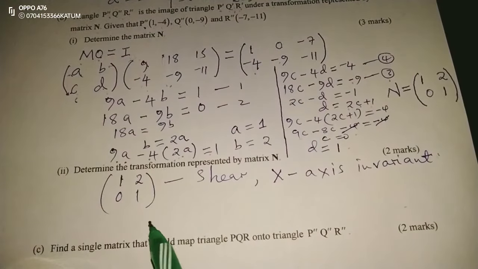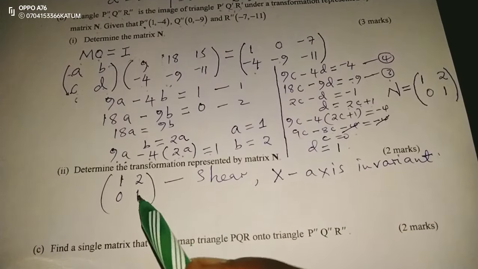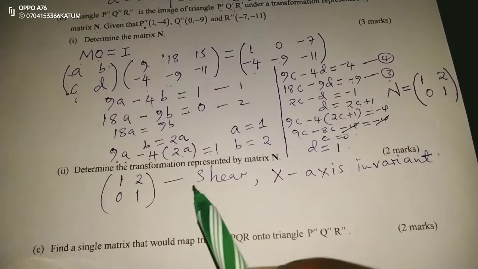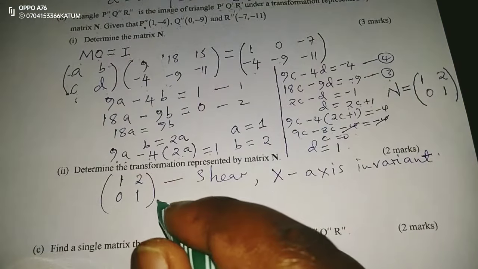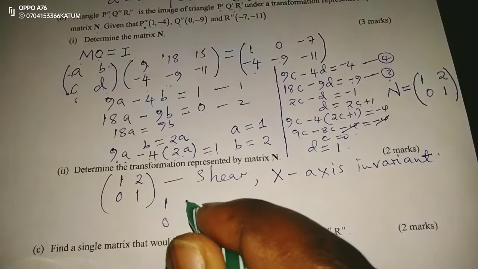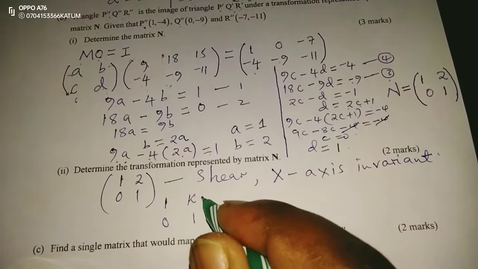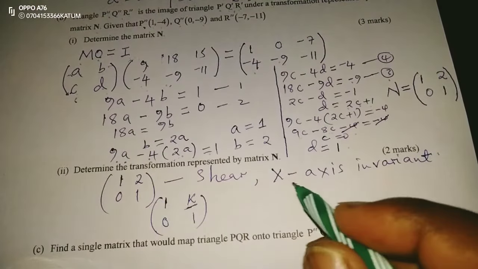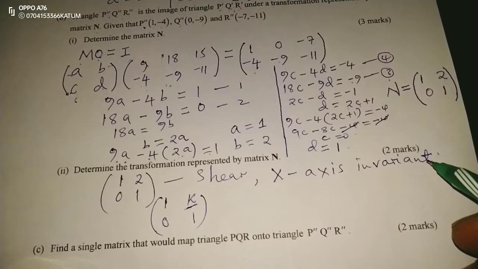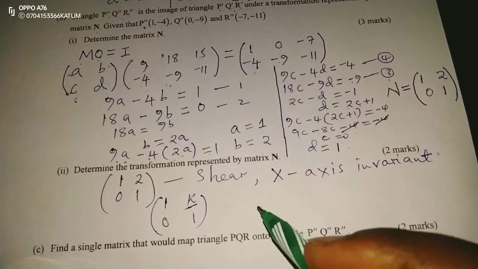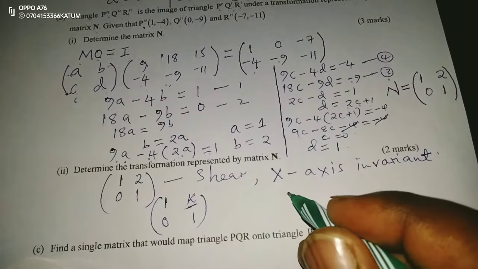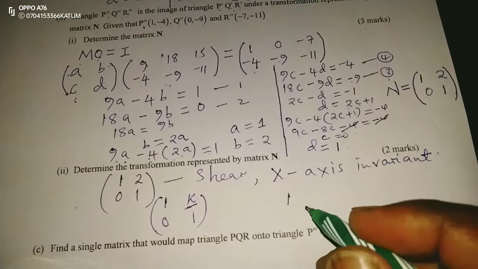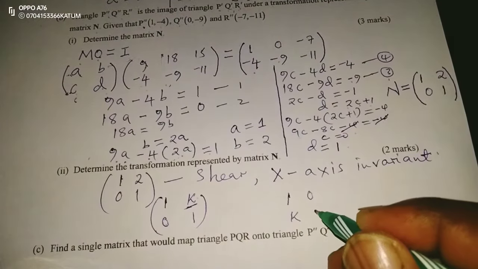So this is the general expression of a matrix representing a shear with the x-axis invariant. The general one could have been 1, 0, then a certain constant and also 1. This means when the constant is at this point, the x-axis is invariant. If it would have been 1, then 0 switches positions with the constant. We have the constant here and 0 here, then 1.